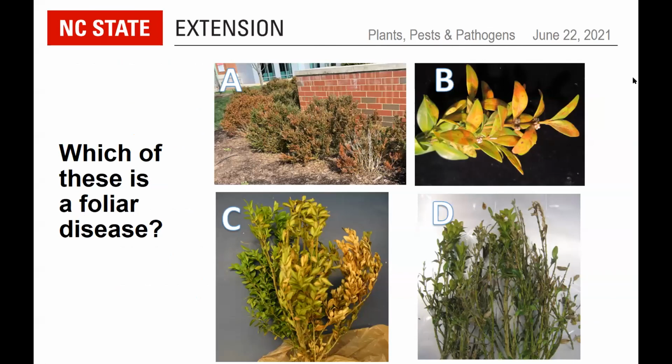I'm going to begin this with a quiz. I launch a poll of A through D and ask this question: of these 4 photographs, which one is a foliar disease? There may be diseases here, there may be other problems, but only one of them is an actual foliar disease on these boxwoods. So I'll give you a moment to think about that and select your answer from A through D in the poll.